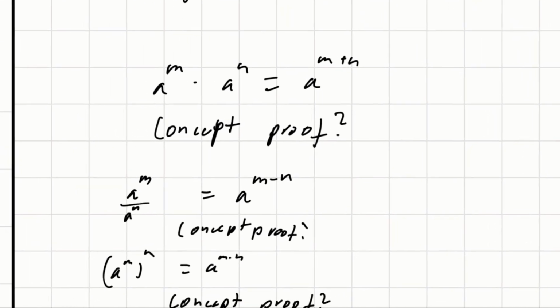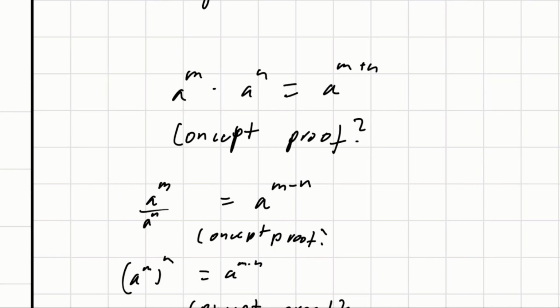So let's begin with the first exponent rule. a to the power of m times a to the power of n is nothing else than a to the power of m plus n. Give a concept proof why this is true. I'm going to wait 3 seconds, and this time you can pause the video. If you don't have any idea, just watch the solution. But as I said, you should understand the concept.